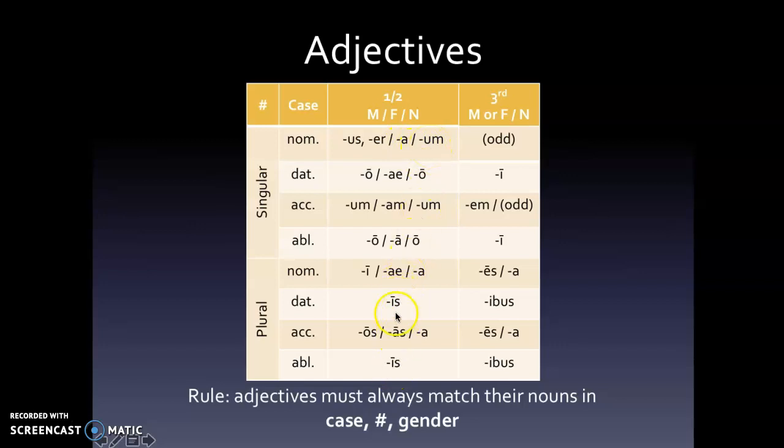There's two of them down here where they are the same across all three genders. Third declension, we've got masculine or feminine on the left, neuter on the right. These are exactly the same as the noun endings except in one instance, and that's right here. The ablative singular in the third declension is an accented I, not an E like it was in the nouns. Otherwise, everything is the same as the nouns.